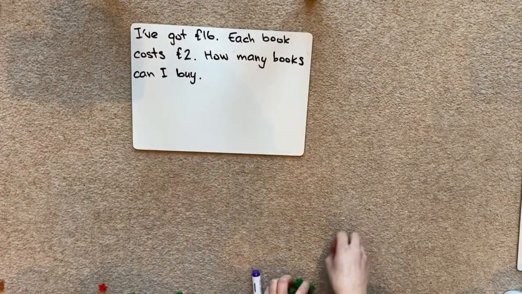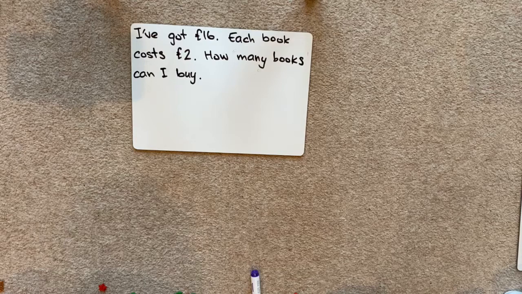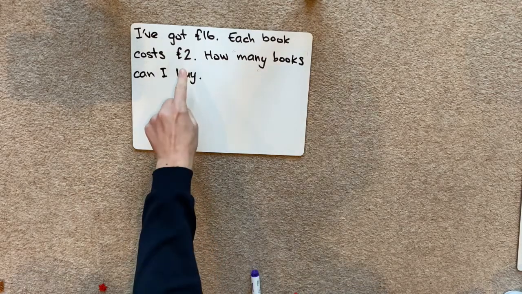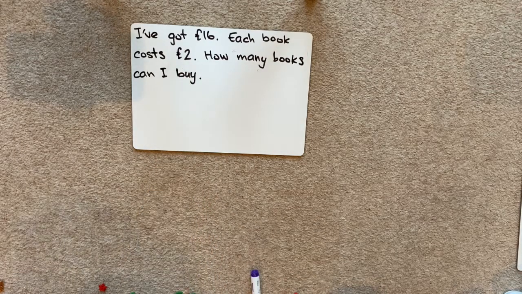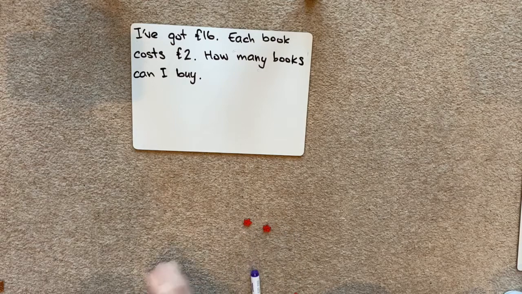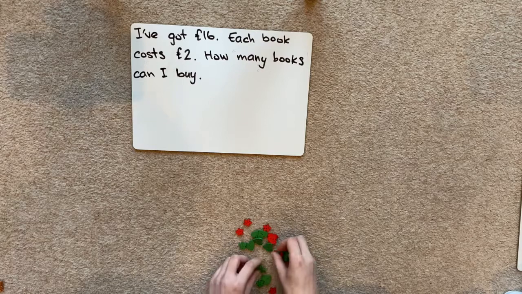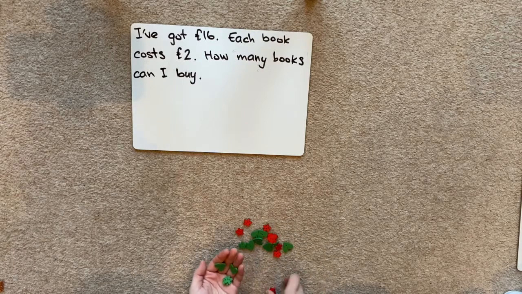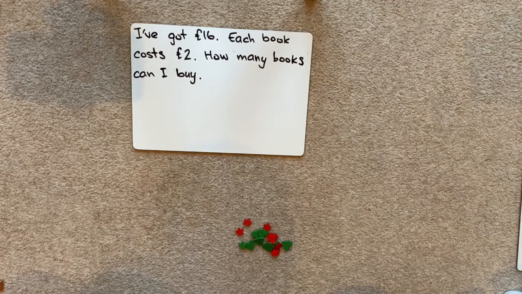I've got £16. Each book costs £2. How many books can I buy? So I've got £16. Let's pretend each button is £1. I know I have 20 buttons to start here, so I'm just going to make sure I take 4 buttons away. So I'll have 16 here. So I'm going to get some books just to make this easier.